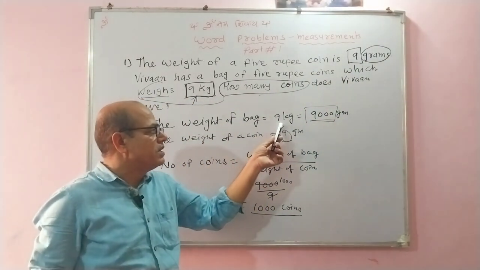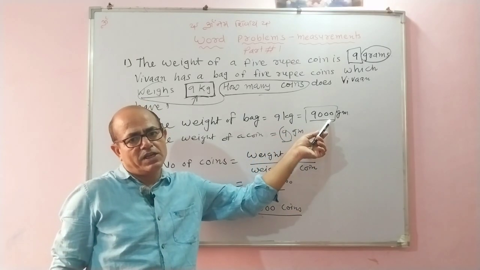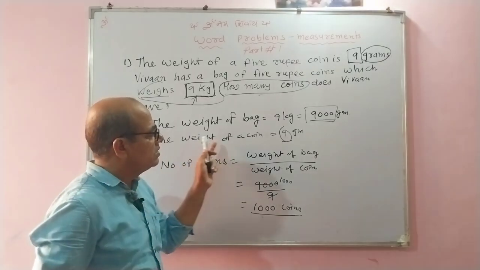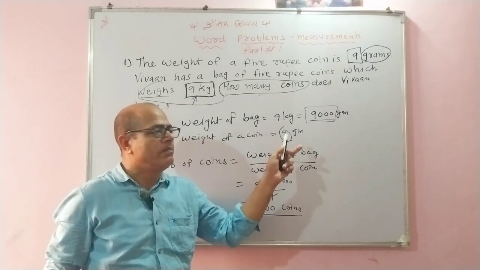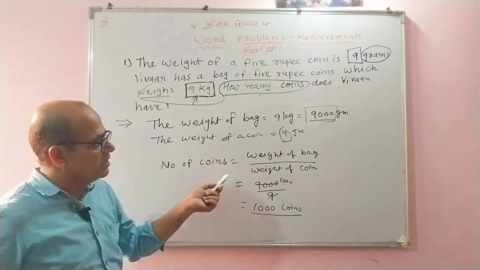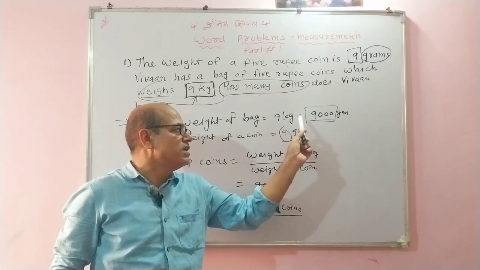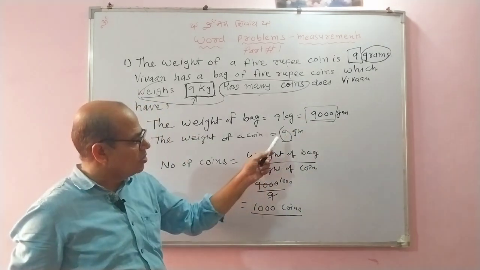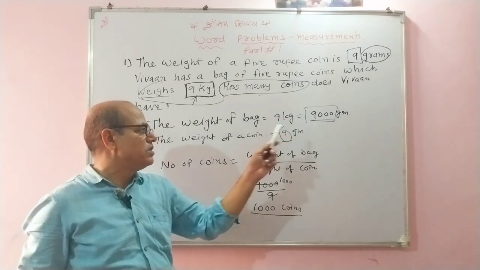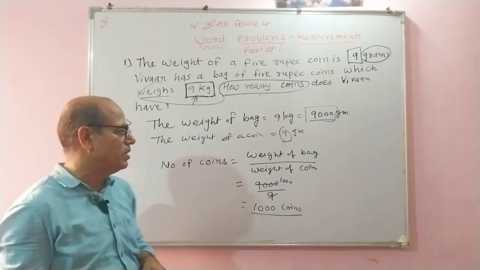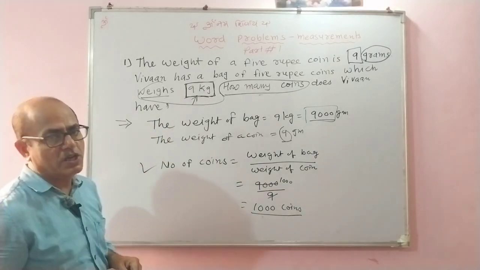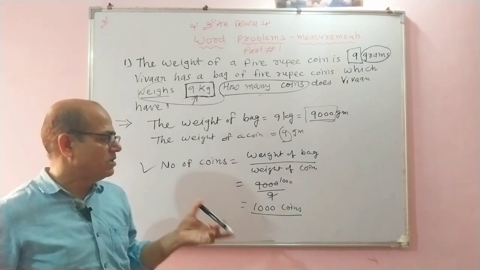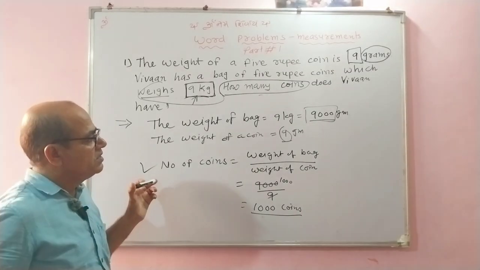So we converted 9 kg into 9000 gram. 1 kg is equal to 1000 grams. Now here the weight of the coin is given as 9 gram. So now what is the simple division? The bigger number should be divided by the smaller number. You can directly divide 9000 divided by 9. The formula is only for explanation. You can calculate orally also. 9000 divided by 9 means 1000, right? So directly you can get the answer.